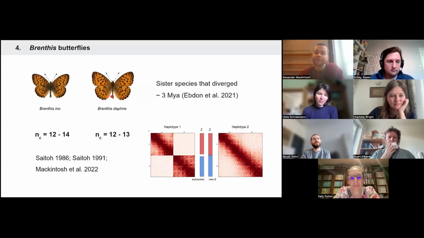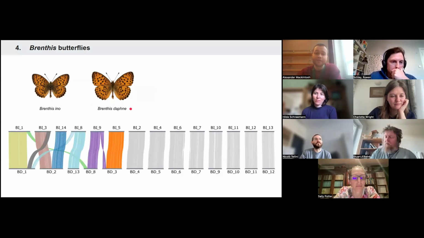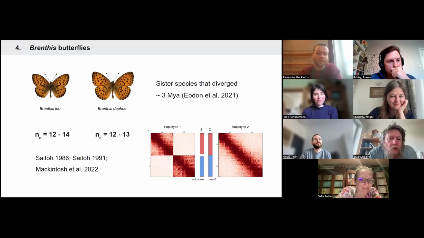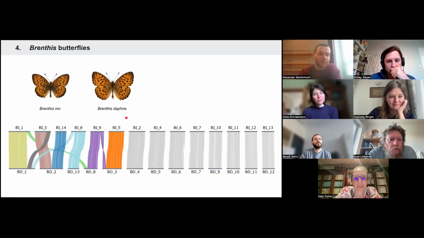What we didn't know at this time is whether these species have a lot of differences in their karyotypes. But we went ahead anyway and generated a genome assembly for Brenthis daphne. When we did this, we got a really nice surprise in some ways. Given that the chromosome numbers are very similar, it was quite surprising that there are actually many rearrangements that differentiate these two genomes.